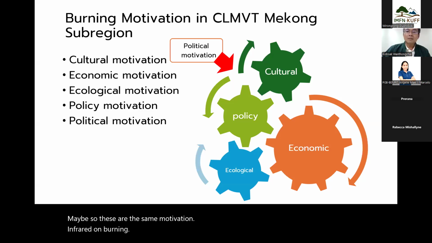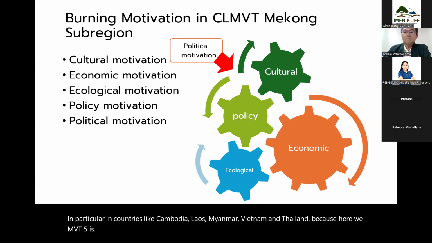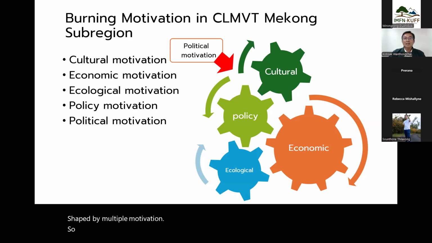So in the Mekong sub-region, in particular in countries like Cambodia, Laos, Myanmar, Vietnam, and Thailand, which we call MVT, fire is shaped by multiple motivations that interact like moving gears. So what are the burning motivations in this region? We can classify them into five motivations.